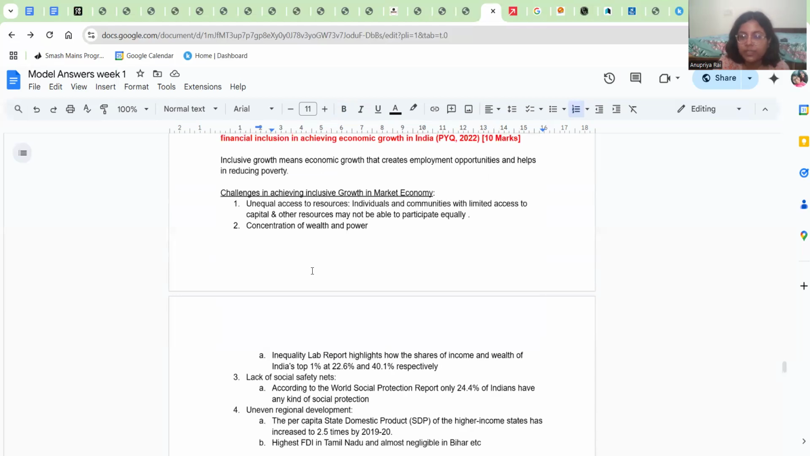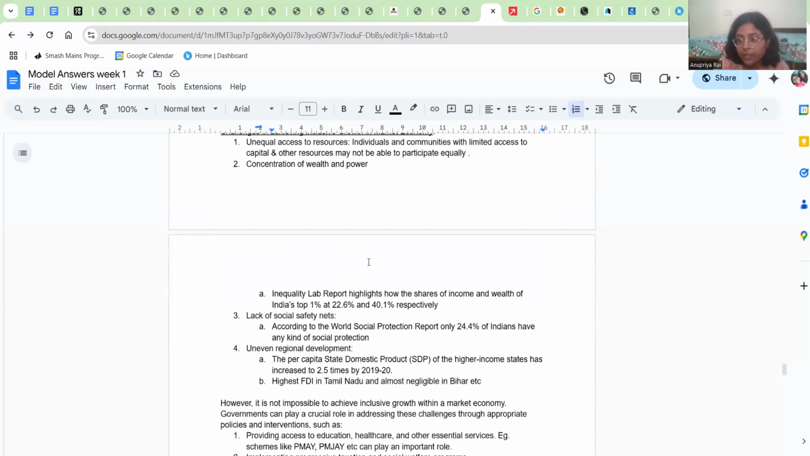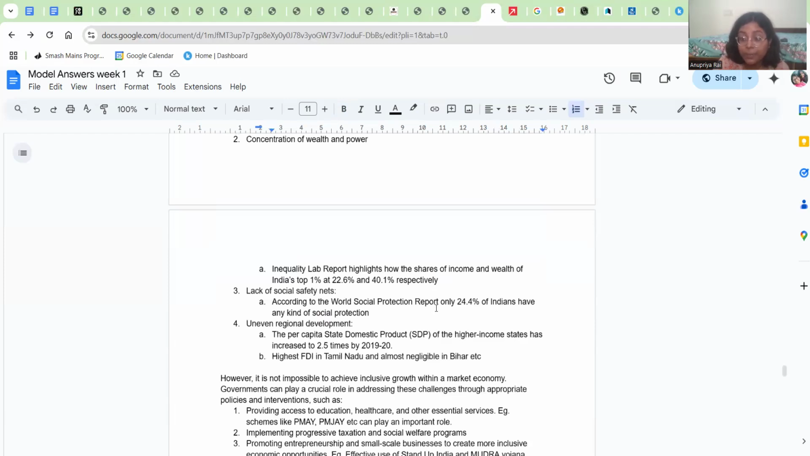Then challenges in achieving inclusive growth, give as much points and data as possible. For example, unequal access of resources, concentration of wealth and power. The recent inequality lab report, it suggested how shares in income and wealth of top 1% at 22.6% and 40% respectively. So use all these data. Without data, your argument will not make much sense. Okay, especially for GS3, please use as much data as you have.